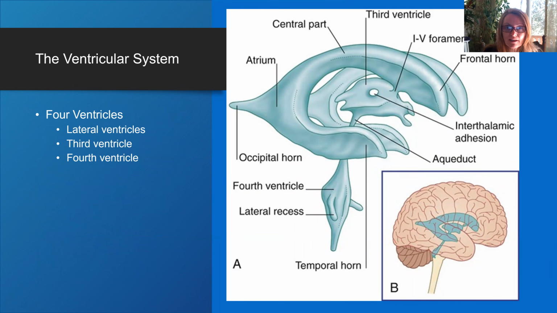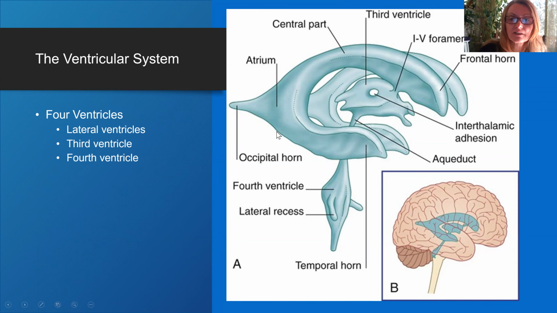Also within your brain, you have the ventricular system. So you have spaces where cerebrospinal fluid is formed, and it's circulating through these spaces. And then it continues with the central canal in the spinal cord and with the subarachnoid space covering your brain and your spinal cord, right? So we have 4 ventricles.